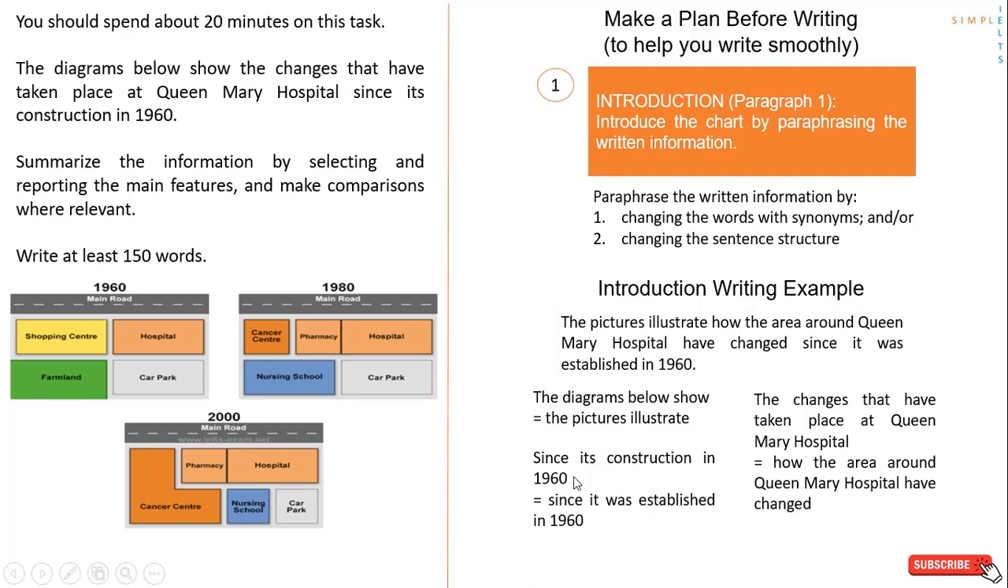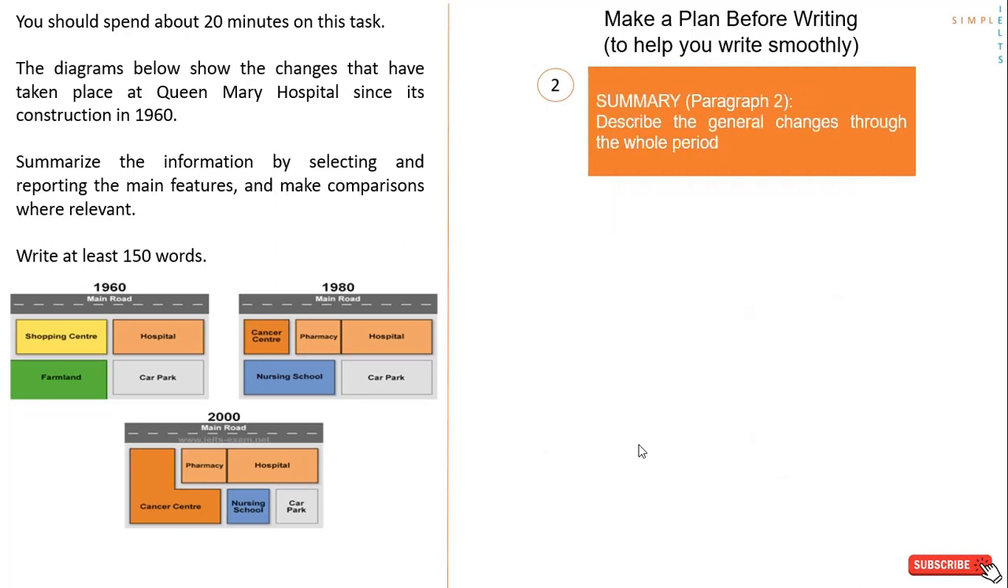And then this is an example of how we change the sentence structure. The question statement uses a noun, whereas I wrote it with a passive sentence: it was established. This is how we change the sentence structure, as an example, from a noun to a passive sentence, or it can also be an active sentence in some other context. Okay, so that's about the introduction. And then about the summary, this is where we describe the general changes through the whole period.